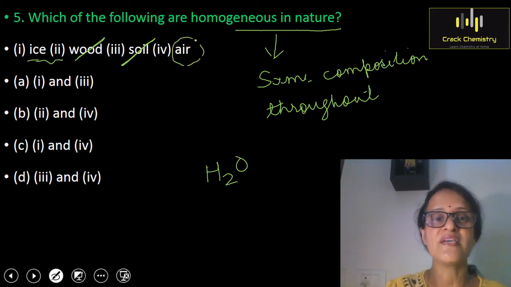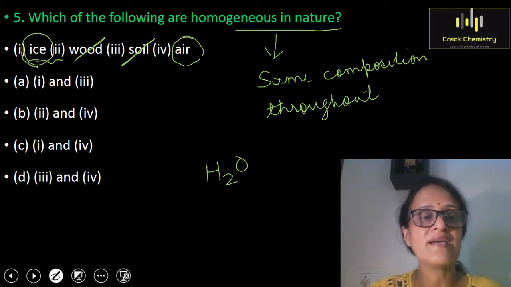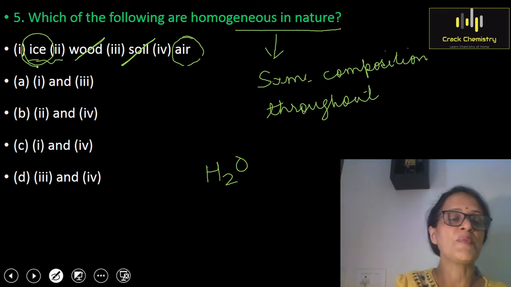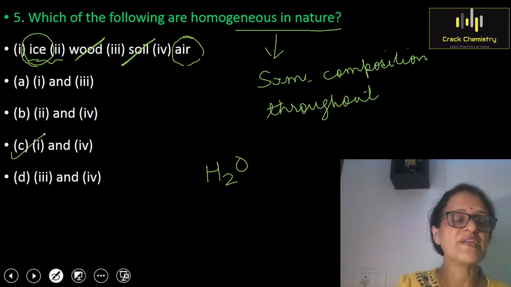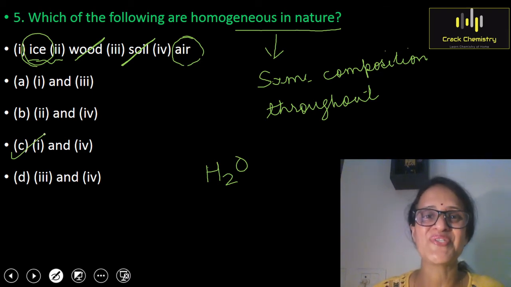Third is soil. Soil is also heterogeneous because it doesn't have the same composition throughout. Fourth option is air. Children, air is considered a homogeneous mixture of different gases. So your correct options are ice and air. Ice is first and air is fourth. So option C is the correct option, where first and fourth have been given. Children, I hope this answer is also clear to you.